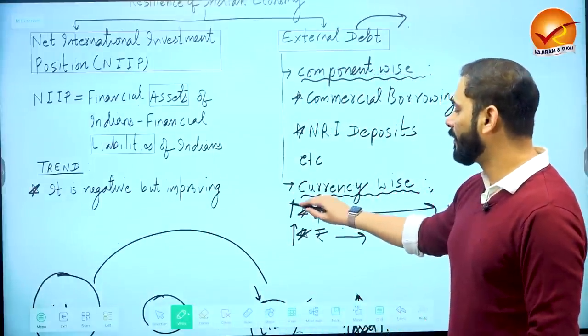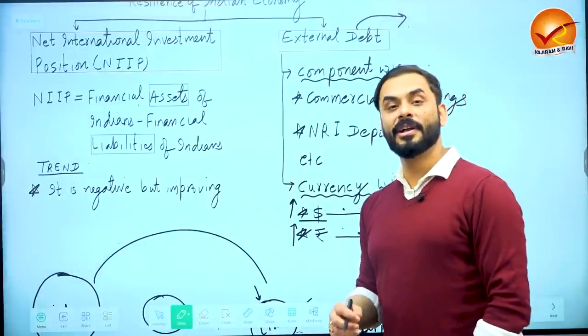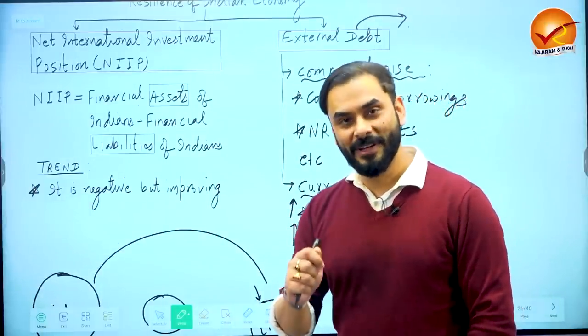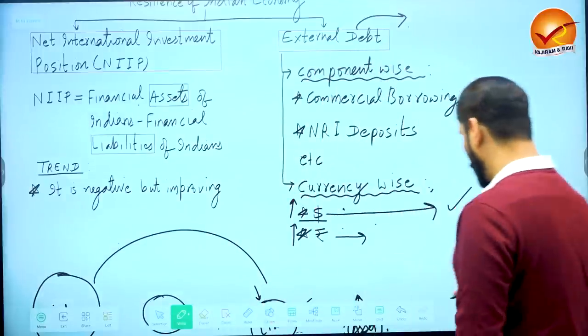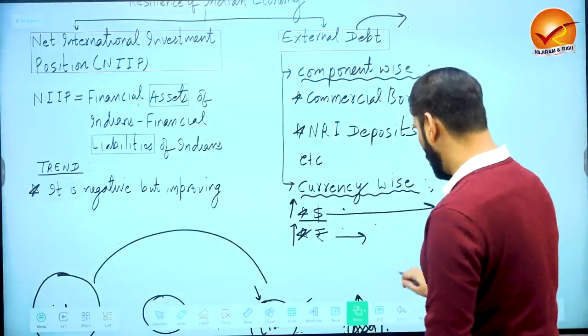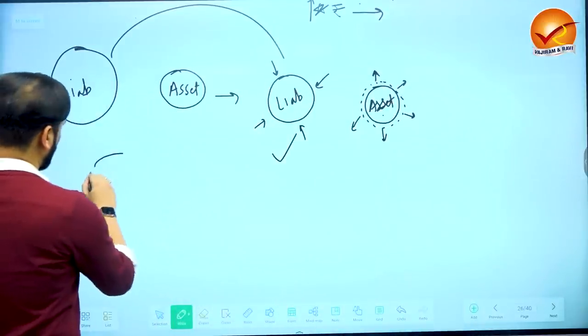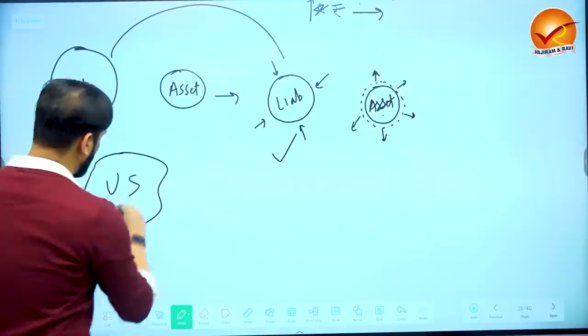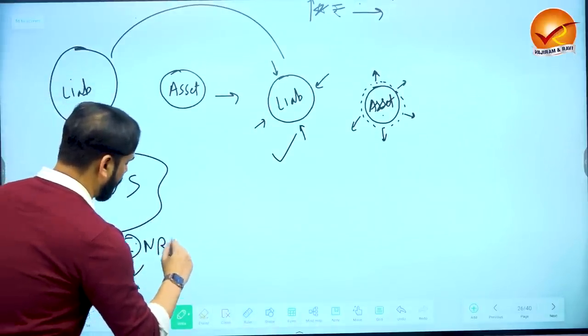Our rupee denominated debt is increasing. Our dollar denominated debt is also increasing. But typically, our dollar denominated debt is higher than rupee denominated debt. Similarly, guys, let me show you one more thing. So do you know this, that if an NRI, so this is USA and this guy is an NRI.